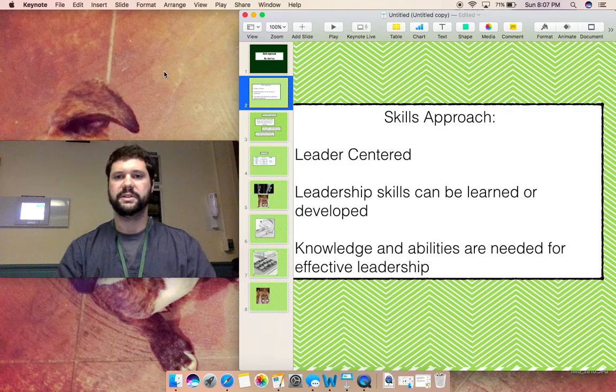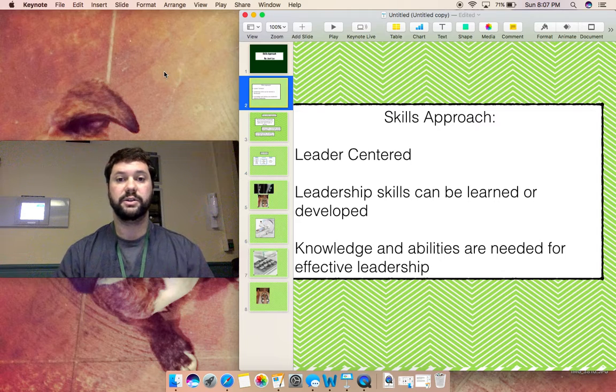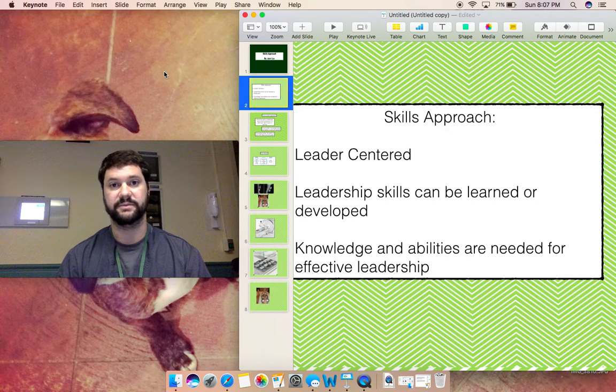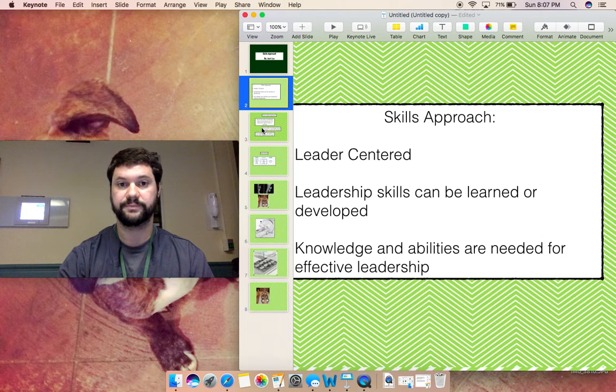Okay, so we're talking about the skills approach to leadership. The skills approach to leadership is a leader-centered approach. It states that leaders can learn and develop skills over time to make them better leaders or turn them into leaders. The knowledge and abilities that you learn over time are essential for becoming an effective leader, versus the trait approach where you either got it or you don't. You're born with it or you weren't.